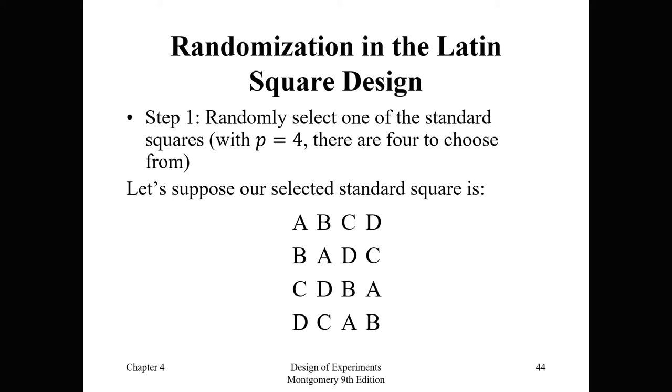So first, randomly selecting one of the standard squares. We had the 4 to choose from previously. I'm just going to pretend that our standard square that we selected is this one, and I used a random number generator to pick 1 through 4. I assigned each of those 4 squares that we displayed on the previous slide a number between 1 and 4, and whatever the random number generator generated, that's what I'm going to use. So in this case, it generated this matrix, so this is the one that I'm going to start with.